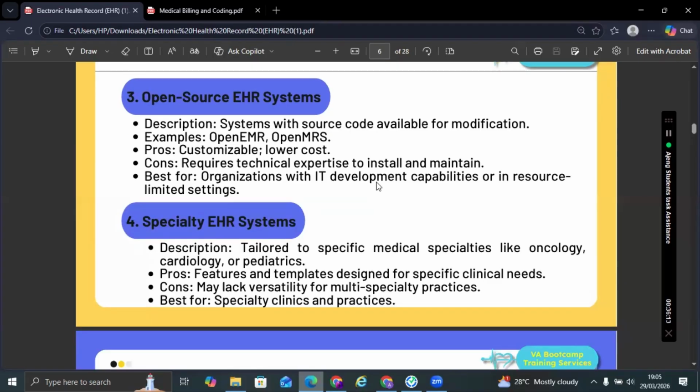Then, specialty EHR system. Description, tailored to specific medical specialties like oncology, cardiology, and pediatrics. Pros is features and templates designed for specific clinical needs. And then the cons is a lack of versatility for multi-specialty practices. And then this is best for specialty clinics and practices.